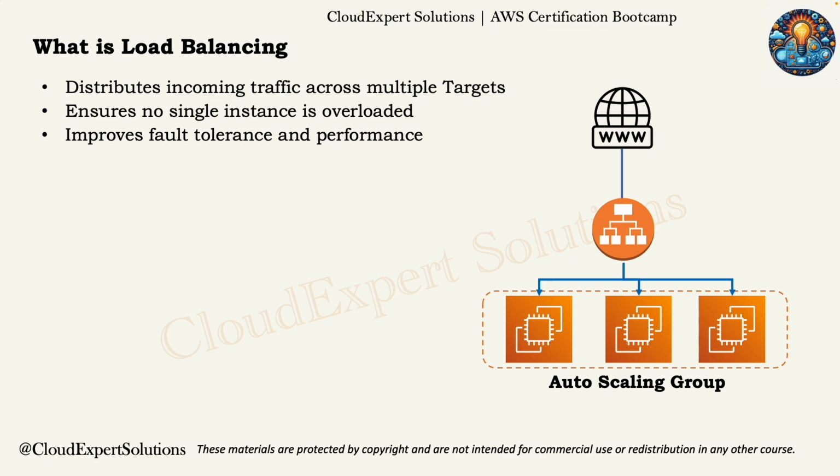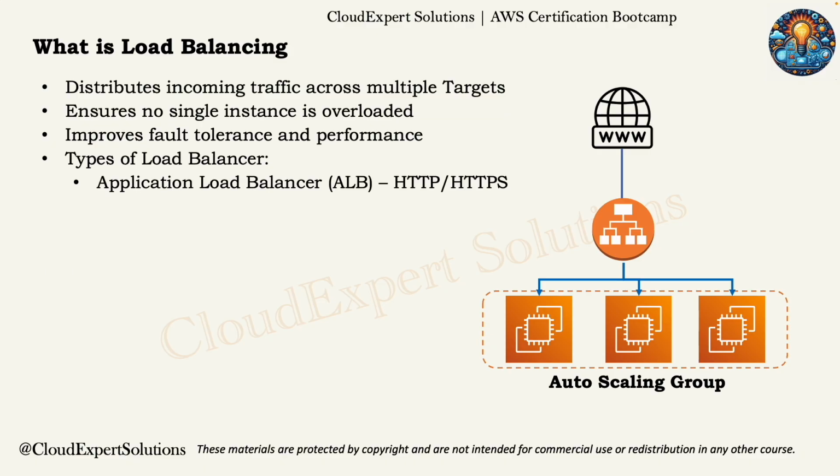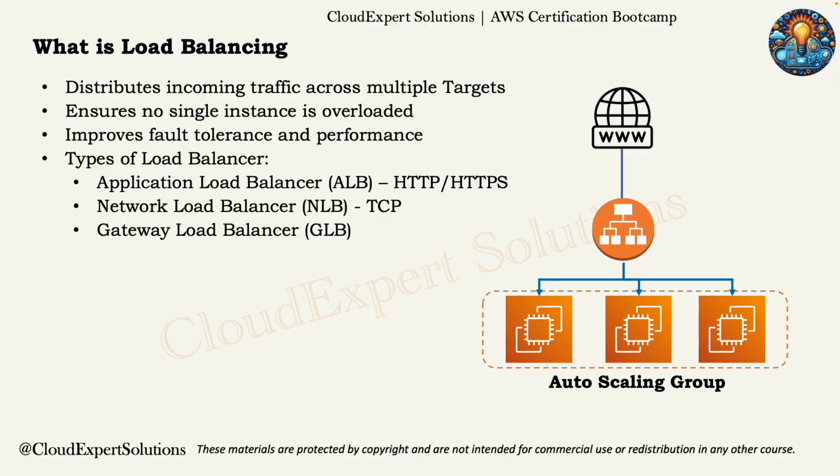Currently, AWS offers 4 different types of load balancers. To start with, application load balancer, which is for HTTP and HTTPS traffic, network load balancer for ultra low latency TCP traffic, gateway load balancer for network appliances like firewalls, and classic load balancer, which is a legacy load balancer, and AWS does not recommend you to use classic load balancers.